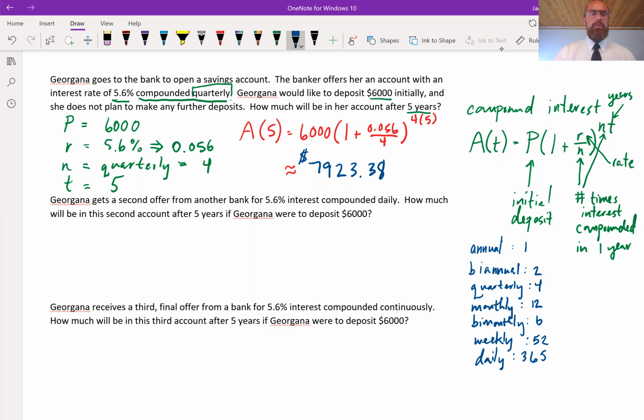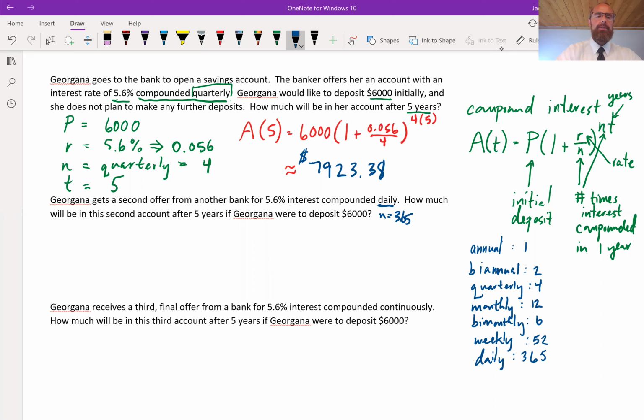So here's our second situation. Georgiana gets a second offer from another bank for 5.6% interest compounded daily. So nothing's changed except for this n value. Our n value is now 365. How much will be in the second account after 5 years if Georgiana were to deposit the same $6,000?